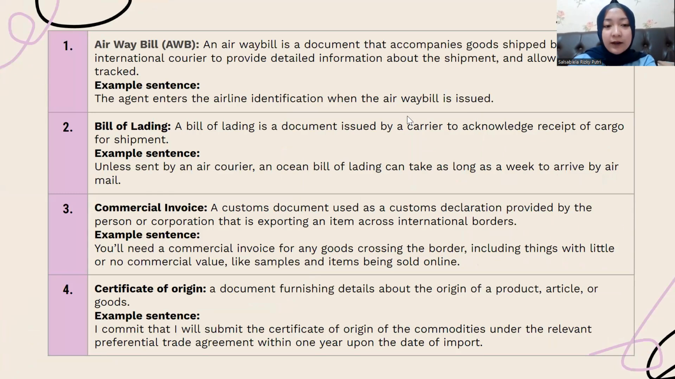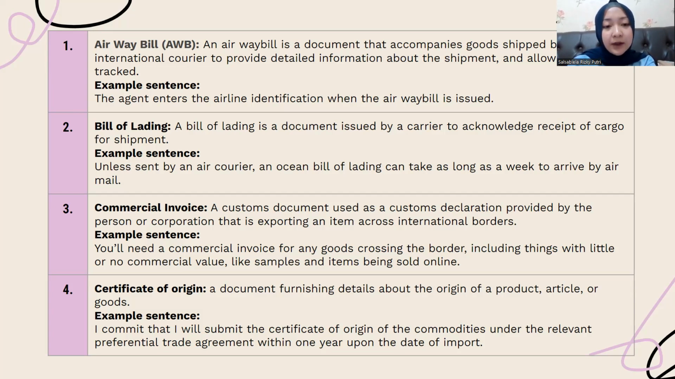Number one, the first term is airway bill or AWB. An airway bill is a document that accompanies goods shipped by an international courier to provide detailed information about the shipment and allow it to be tracked. The bill has multiple copies so that each party involved in the shipment can document it. And the example sentence is, the agent enters the airline identification when the airway bill is issued.